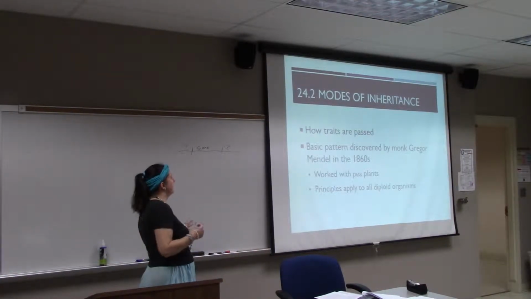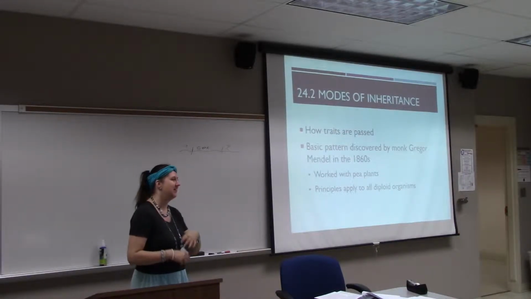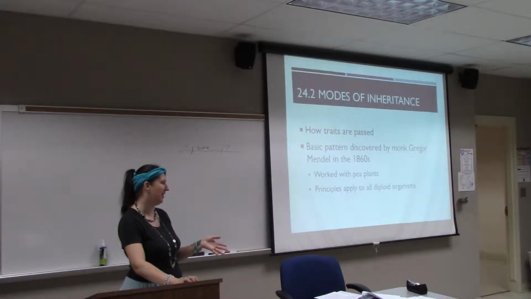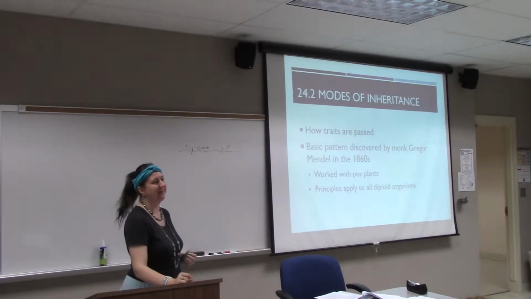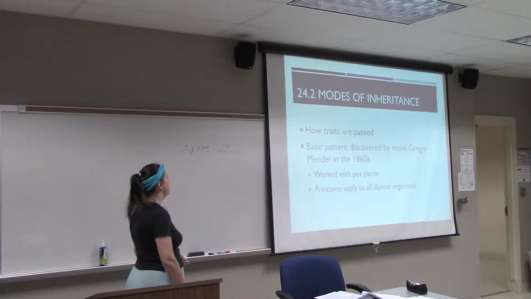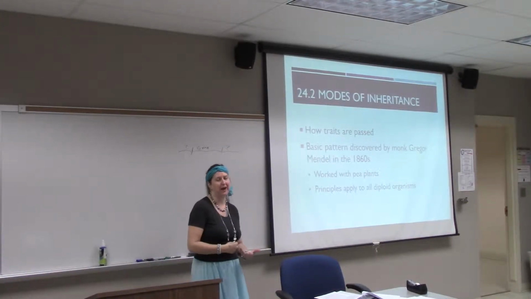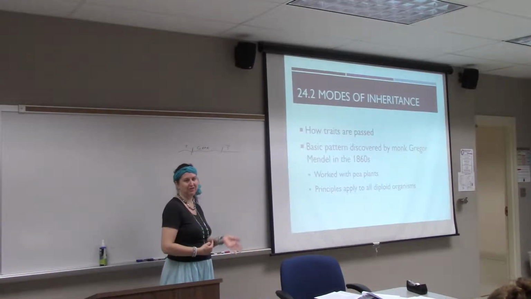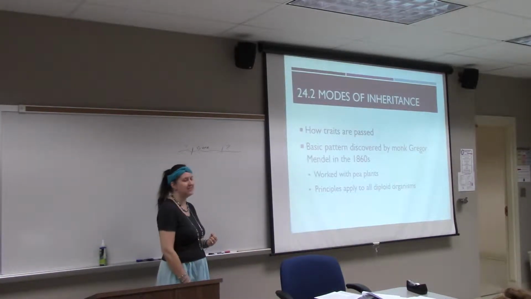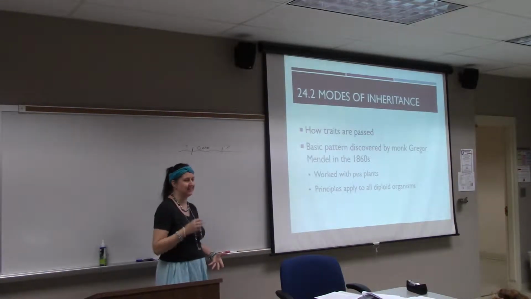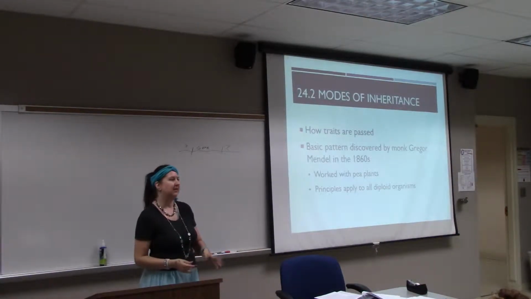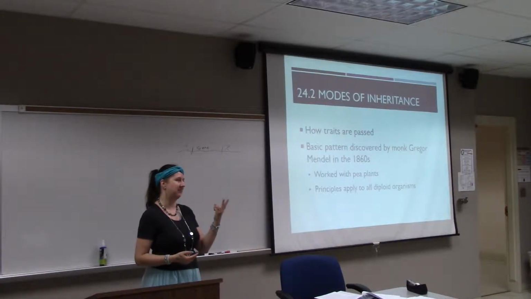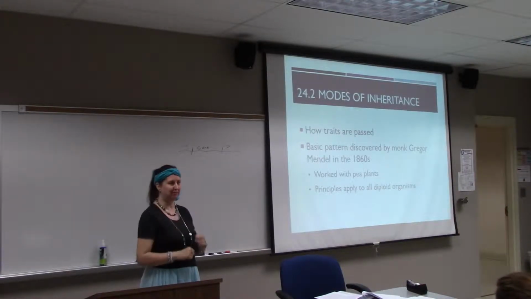Modes of inheritance. This is one of the fun parts. This is where you get to actually look at each other and yourselves and your family and think about real examples. Modes of inheritance are the ways traits are passed. There's a basic pattern that was discovered by Gregor Mendel, a monk, in the 1860s. He was working with pea plants. They are also diploid, so the same principles apply to us and to anything else that's diploid, that has two sets of chromosomes, one from each parent.